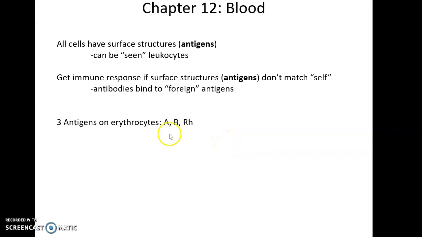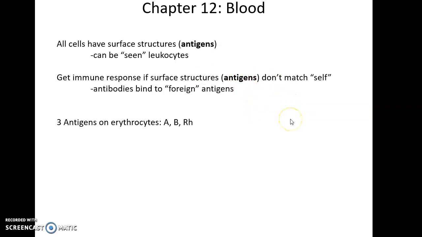And these letters A, B, and the plus are actually surface structures found on the surface of red blood cells. These surface structures are called antigens. So an antigen is anything on the surface of a cell that can be seen, as it were, detected by leukocytes. And really, leukocytes don't see things so much as they go around touching things.